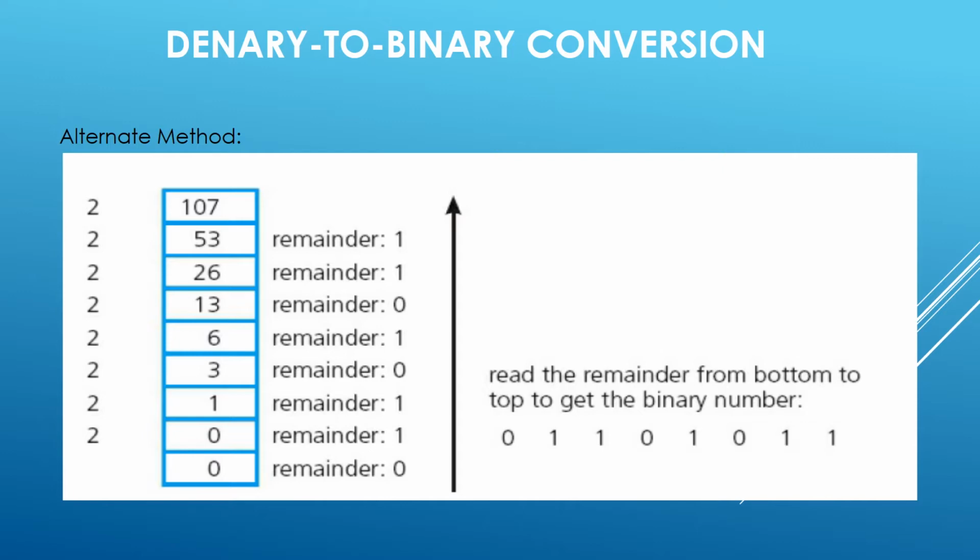Now we will divide 53 by 2. We will again write quotient and remainder in parallel. So we'll keep doing it until we get a quotient lesser than the divisor, which is 2. In the end, we will read the remainder from bottom to top to get the binary number. So this is how a denary number is converted into an equivalent binary number.